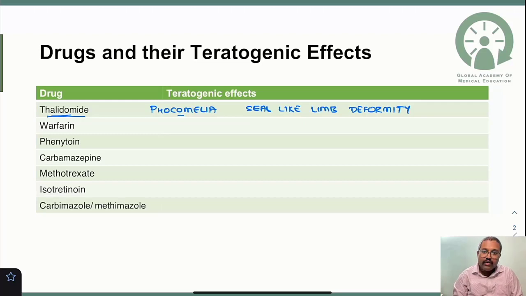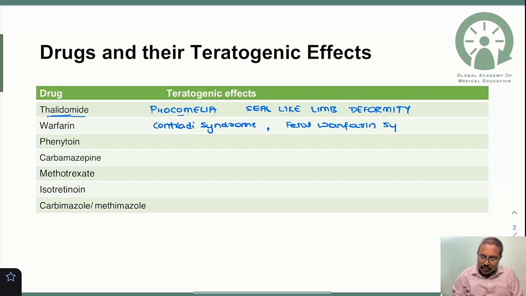So what does warfarin cause? Warfarin will cause the Conradi syndrome, as well as it also causes fetal warfarin syndrome. So what about the phenytoin?